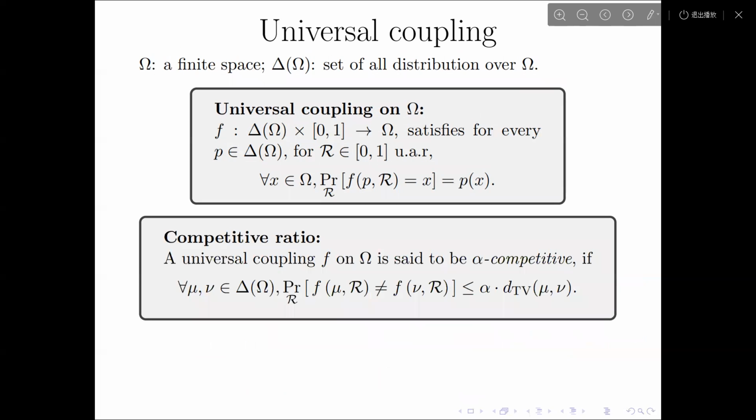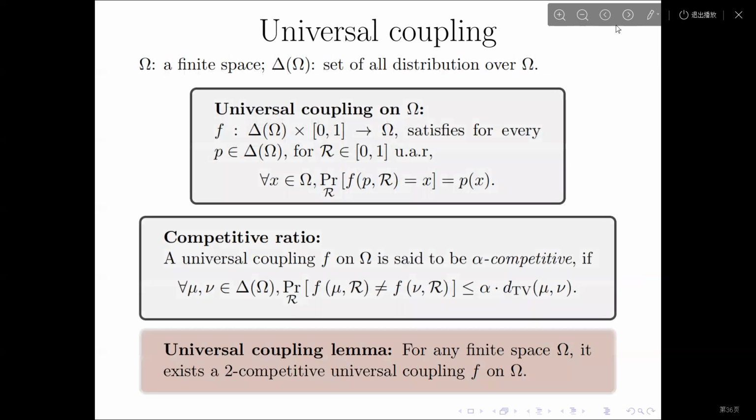The competitive ratio of a universal coupling is defined as follows. A universal coupling F on omega is said to be alpha-competitive if for any mu and nu over omega, for R chosen uniformly at random, the probability that F(mu, R) and F(nu, R) return different colors is bounded by alpha times the total variation distance between mu and nu. Then we introduce the universal coupling lemma. For any finite space omega, there exists a 2-competitive universal coupling F on omega. We prove the lemma by construction.